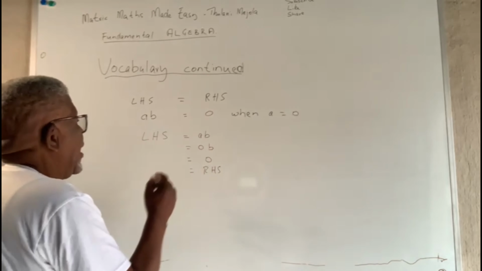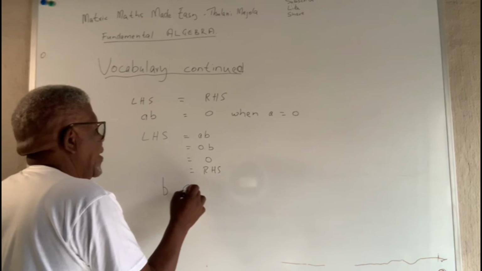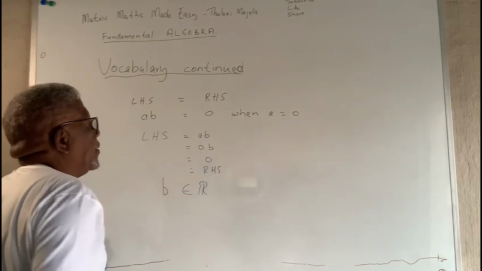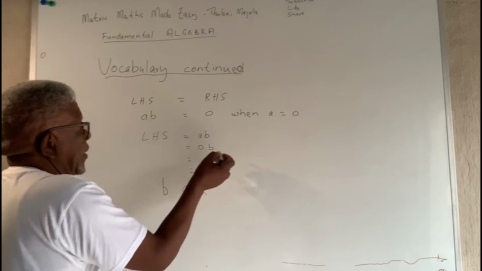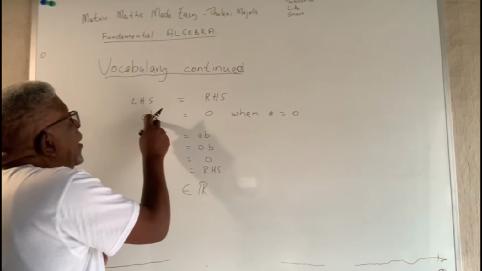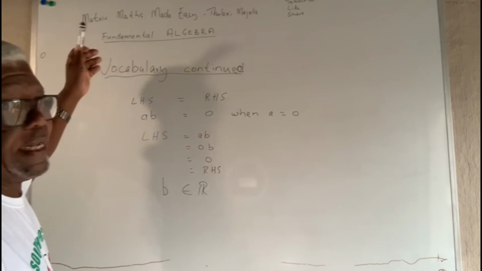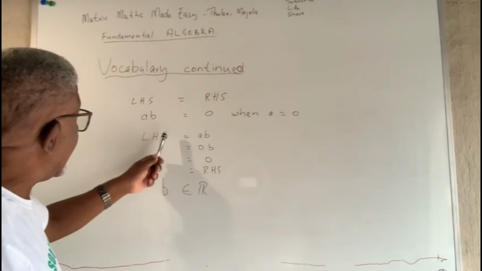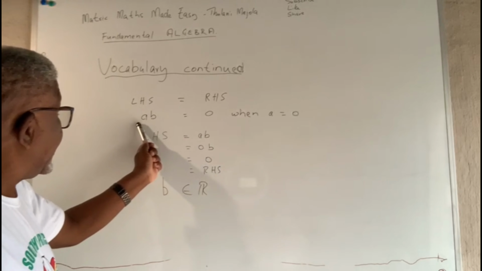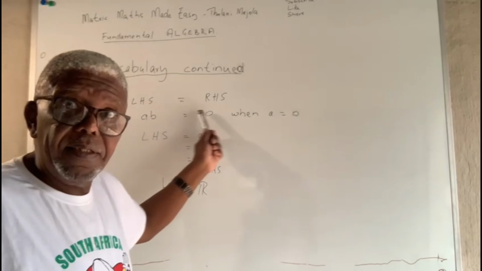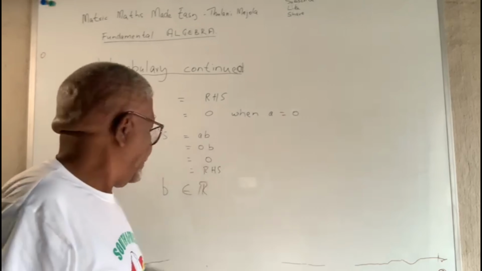So B can be any number of real numbers. It can be 3, so the left-hand side will be 0 because we'll be multiplying the 3 by 0. It can be 5, can be -8, can be whatever number that you think of. B can be any number, but as long as A is 0, this sentence, this equation, this mathematical sentence, will be true when A is 0.